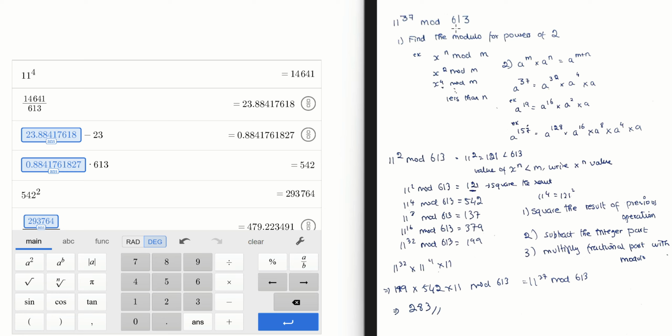In this video, I'll teach you how to find exponential modulo for big numbers. So if they give a big number like this, 11 power 37 mod 613, how can we find it? We are just going to use two simple concepts. One is, we are going to find the powers of 2 and then we are going to add them.